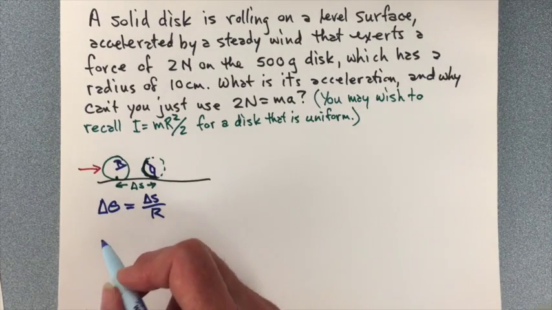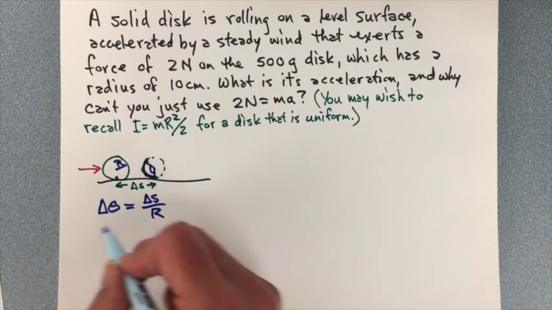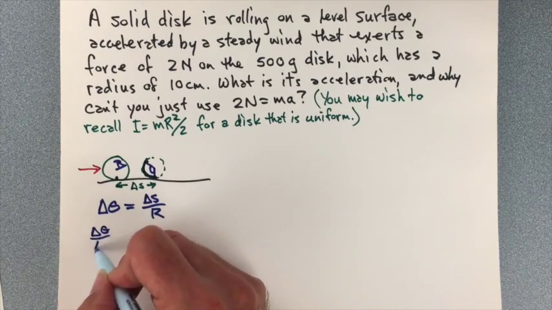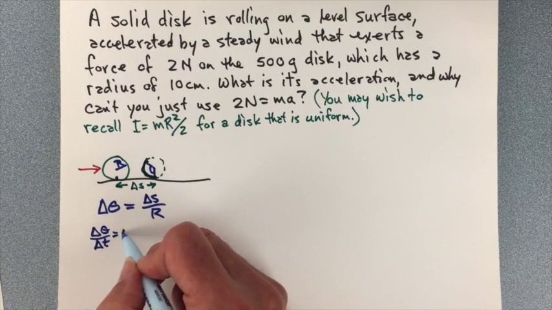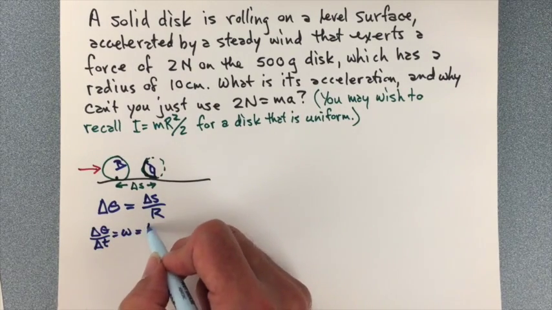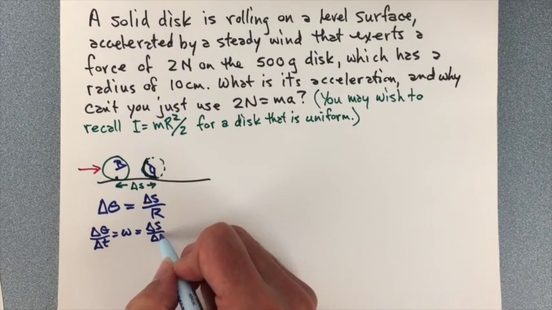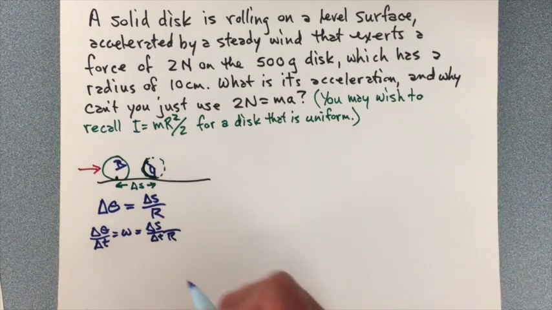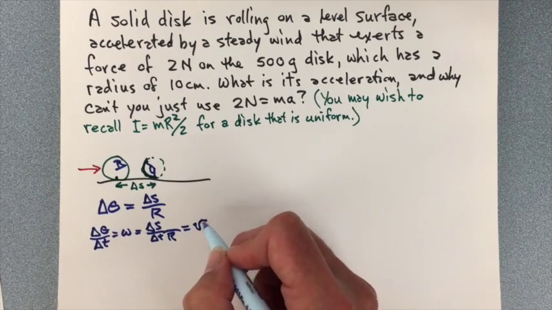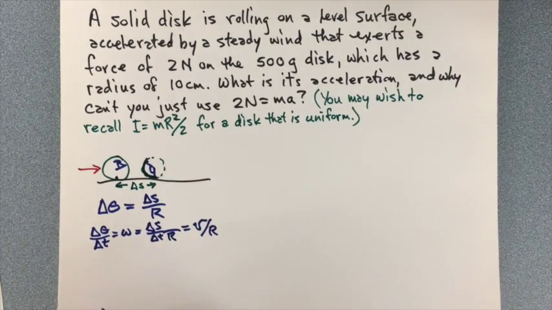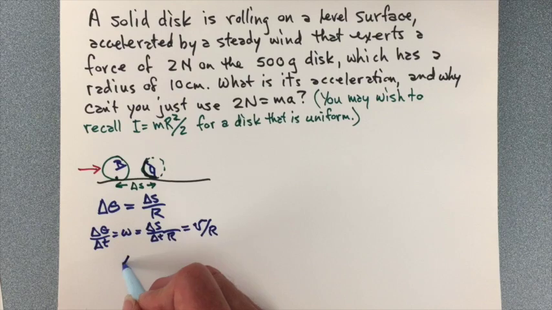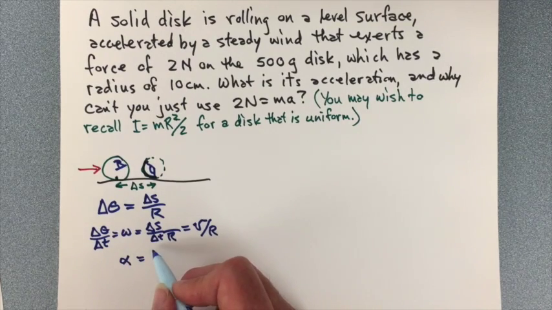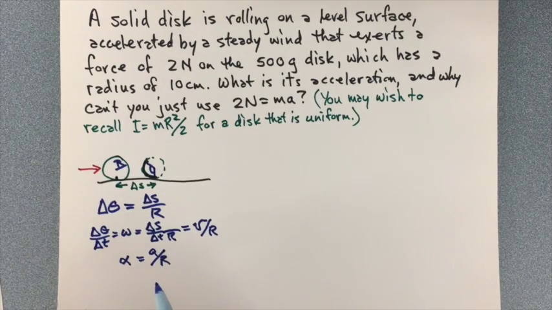Now, by proportional reasoning, we also know that if we were to take delta theta and divide it by delta t, we would get the angular velocity of this, which is delta S over delta t times that r in the denominator, which is its linear velocity divided by r. And similarly, by the same sort of proportional reasoning, we can find that the angular acceleration is equal to the linear acceleration divided by r. These are important relationships here that will help us figure this out.